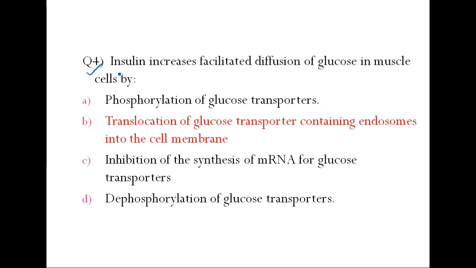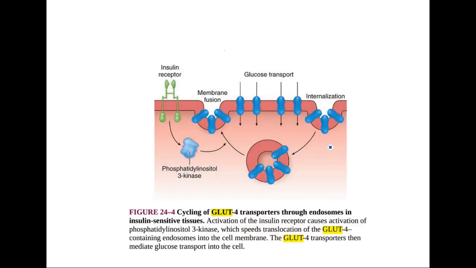Next question, insulin increases facilitated diffusion of glucose in muscle cells by, if you see this diagram, suppose this is muscle cell, then this is GLUT4 which is present inside the vesicle, and this is the insulin receptor. When insulin comes and binds, the signaling process will start and it will cause the fusion of vesicle with the membrane, and then GLUT4 will be translocated into the cell membrane, and this helps transport of glucose inside the cell.